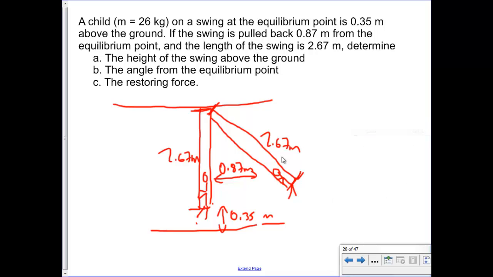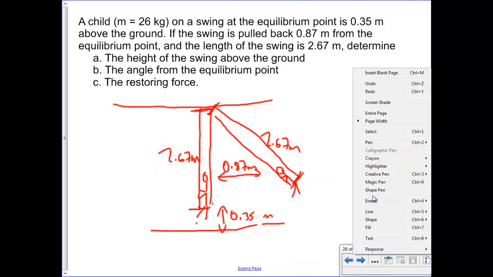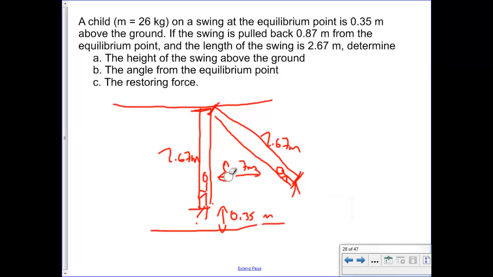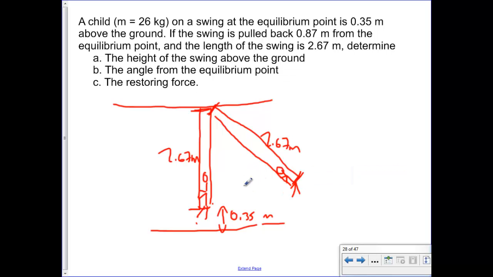I'm just going to move one of these guys here. Move this distance. Oh, I can't pick just half of that up. Eraser. I'm just going to move this here. So this distance from here to here was that 0.87.